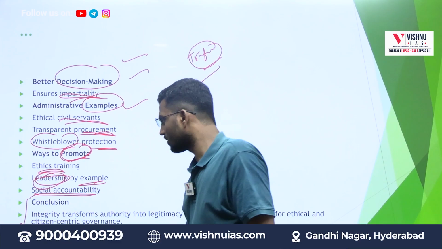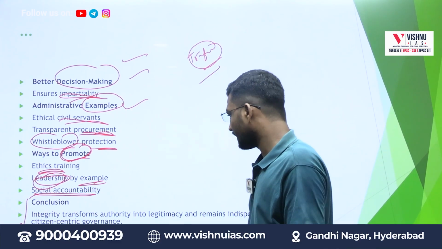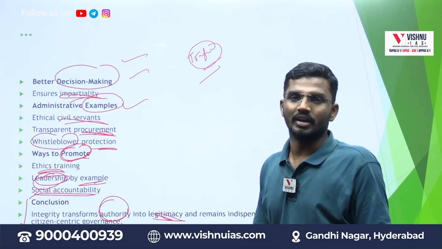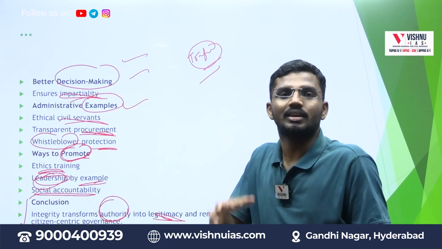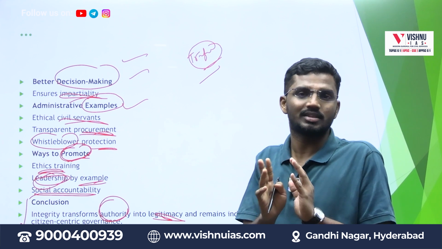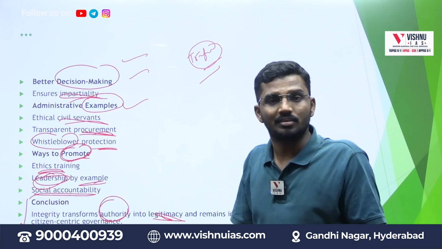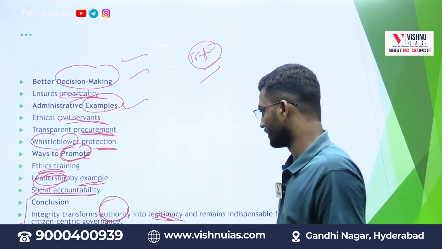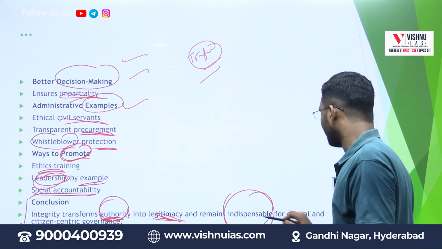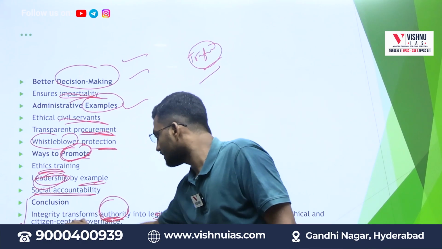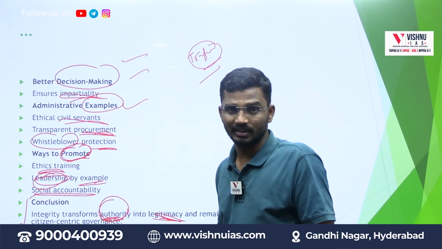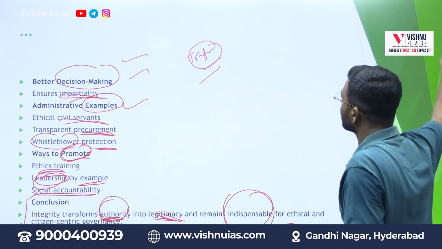Coming to the conclusion, what we can write? Integrity will transform the authority into legitimacy. You are not here to rule the people. You are here to implement the laws which are made by the people. So that's the intentional difference between somebody who feels like superior or somebody who feels like a servant. That is the difference. So it will transform the authority into legitimacy, and it will remain indispensable for ethical and citizen-centric governance. We can achieve ethical governance, we can achieve citizen-centric governance with integrity. This is the conclusion that we can write.